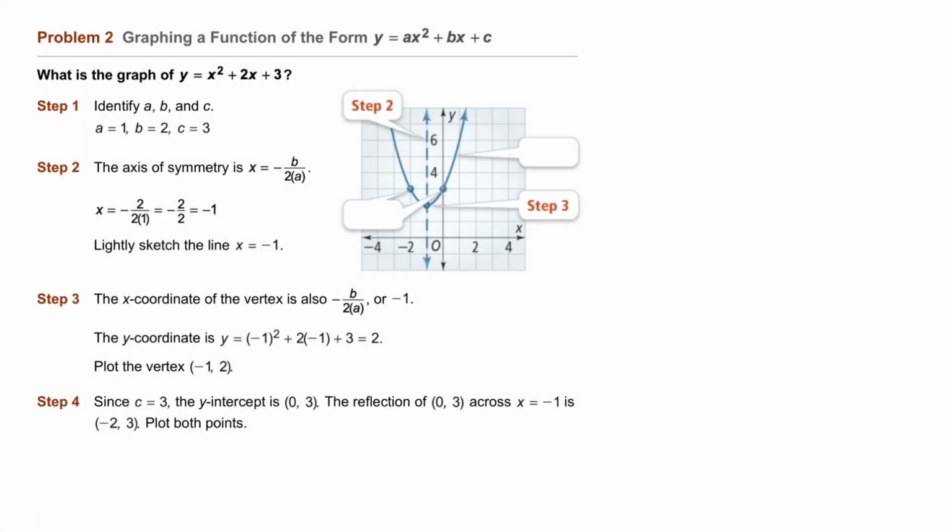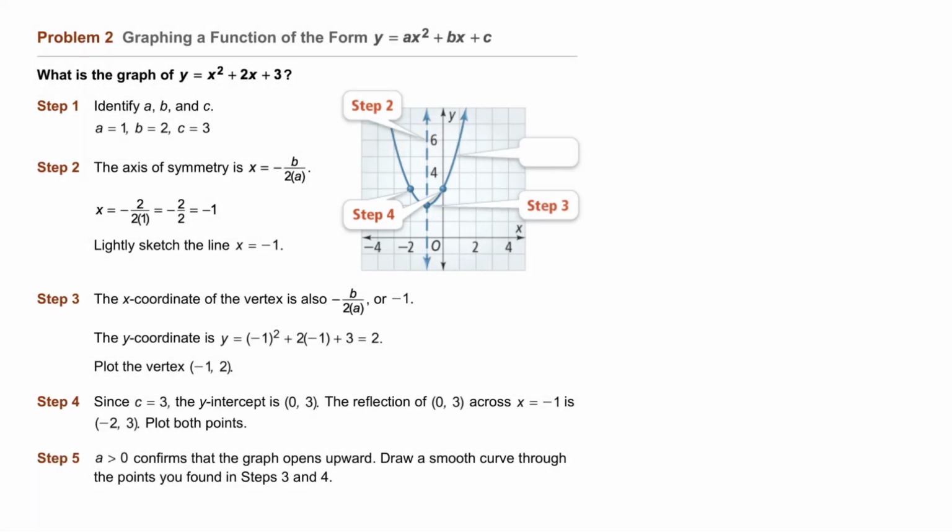Step 4, since c equals 3, our constant from the function, the y-intercept is the point 0, 3. The reflection of 0, 3 across our axis of symmetry, x equals negative 1, is the point negative 2, 3. Plot both points. Step 5, a is greater than 0, which confirms that the graph opens upward. Draw a smooth curve through the points you found in steps 3 and 4.